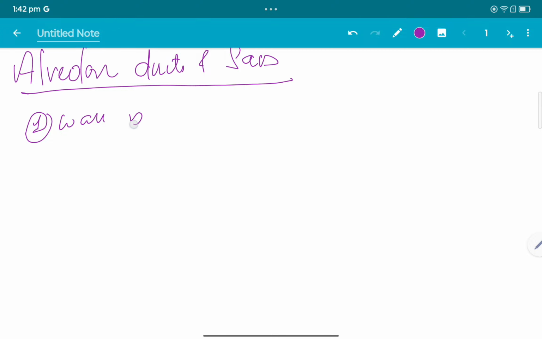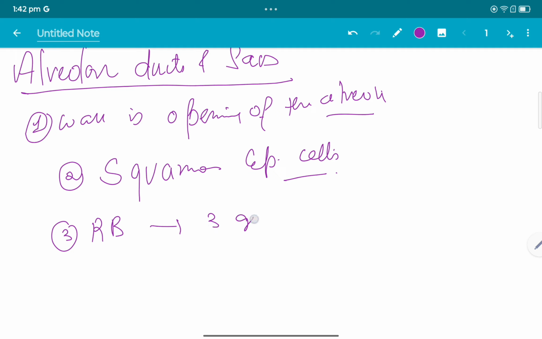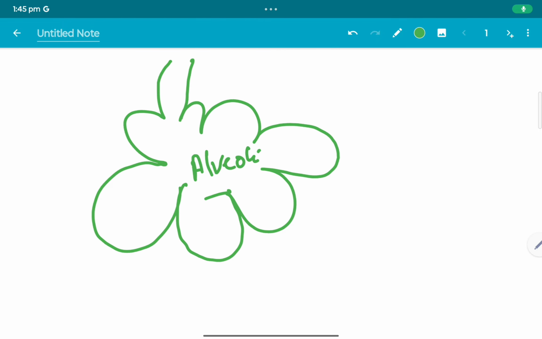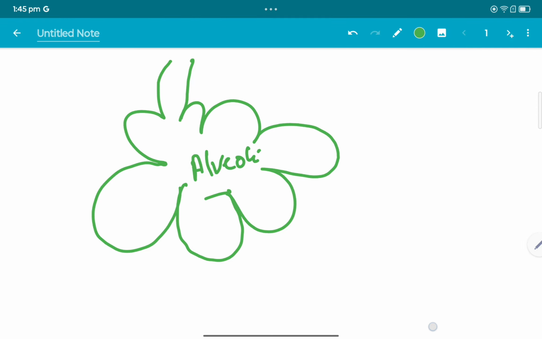Their wall is the opening of the alveoli, and their wall is made up of squamous epithelial cells. After the respiratory bronchiole, three generations form the alveolar ducts and then the alveolar sacs. So we have this grape-like alveoli which open into the alveolar sacs and the ducts.